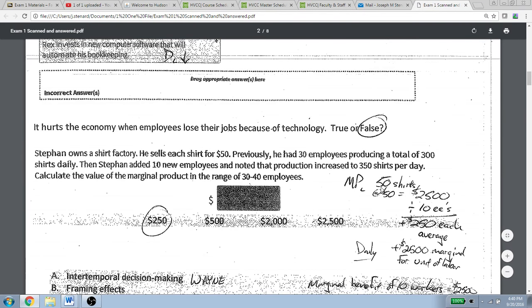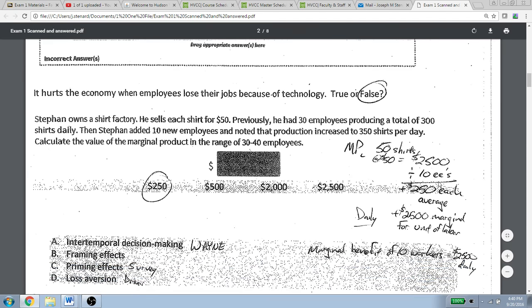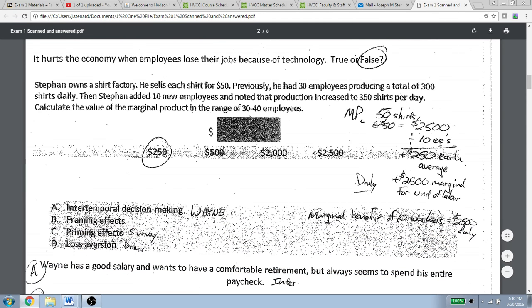So what we can do here is see that the marginal productivity of labor is 50 shirts. That is to say that by adding 10 more employees, 50 more shirts were being added. Since each shirt is worth $50, that's $2,500 in marginal productivity of labor. Now if we wanted to divide by the 10 employees, that would work out to an average of $250 each, or if we wanted to calculate it as daily, the marginal contribution is $2,500 per day for this unit of labor, which represents 10 employees.